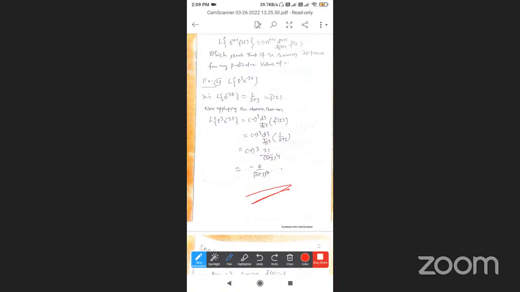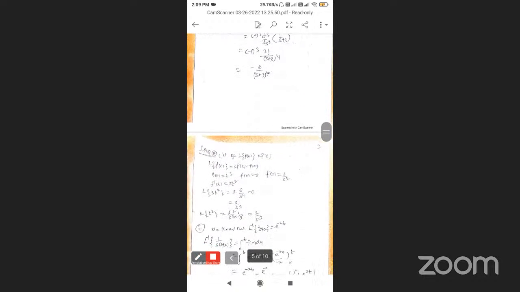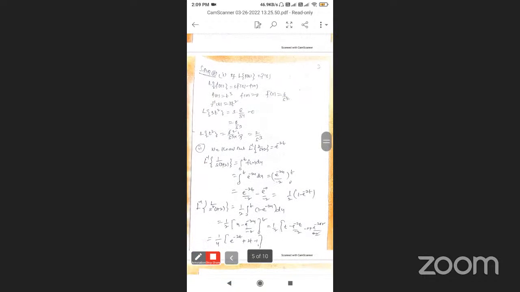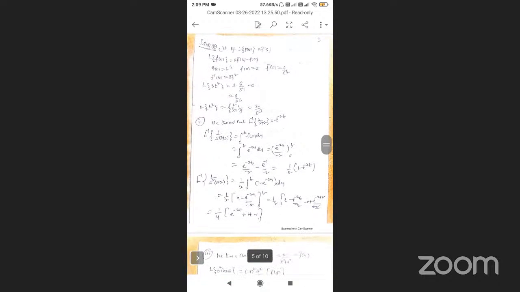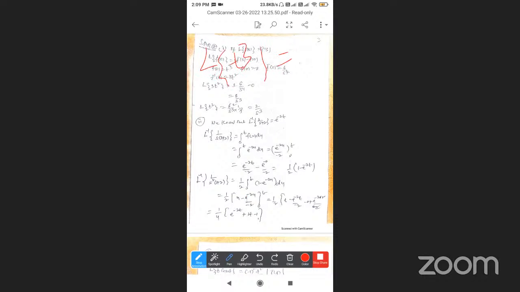This is a multiplication application problem, and it is an SAQ 8 question. On page number 199, SAQ, the first problem: we know that the Laplace transform of t cube is 6 by s to the power of 4. Find the Laplace transform of t square.